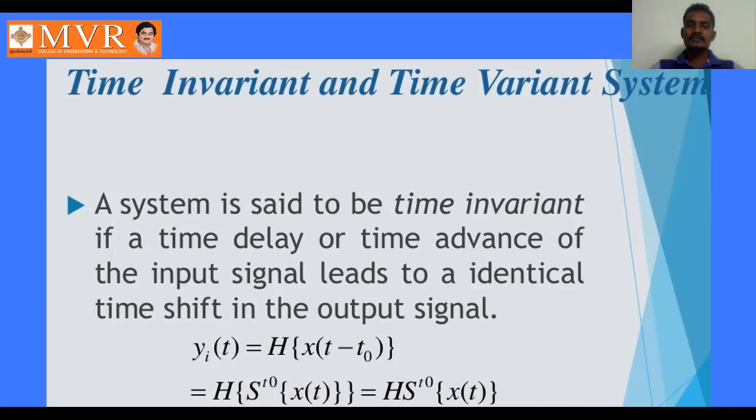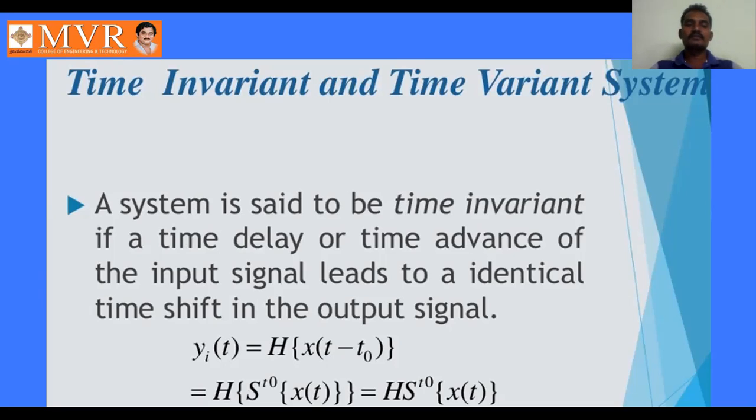A system is said to be time invariant if a time delay or time advance of the input signal leads to an identical time shift in the output signal. Time delay means x of t minus t naught, and time advance means x of t plus t naught, which gives the corresponding time shift in the output signal, that is y of t.